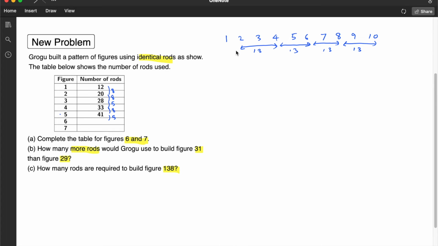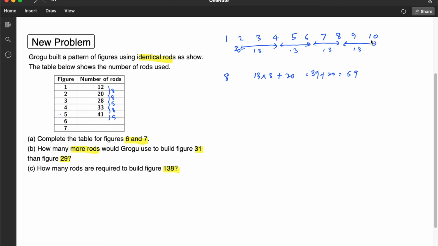Right. And then 2, of course, the number of rods is 20. So for example, if I am interested to find the number of rods for figure 8, you can see that it will be 13 multiplied by 3 plus 20. Why 3? Because there are 3 intervals. You can see from the diagram. And then plus 20 because figure 2 is actually 20. So this is 39 plus 20, or 59.